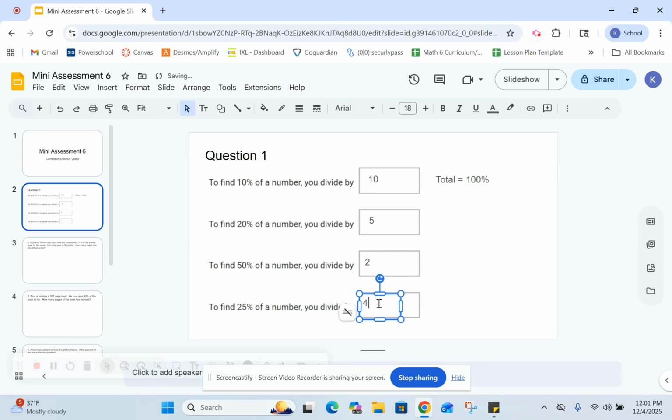Very good. And again, those are what we call our benchmark percentages, meaning those are ones that we should just be able to find quickly. And we use these benchmarks to go to other different percentages. There's another benchmark that's here that we're not going to talk about yet, and that's 1%. All right, let's move on to question 2.